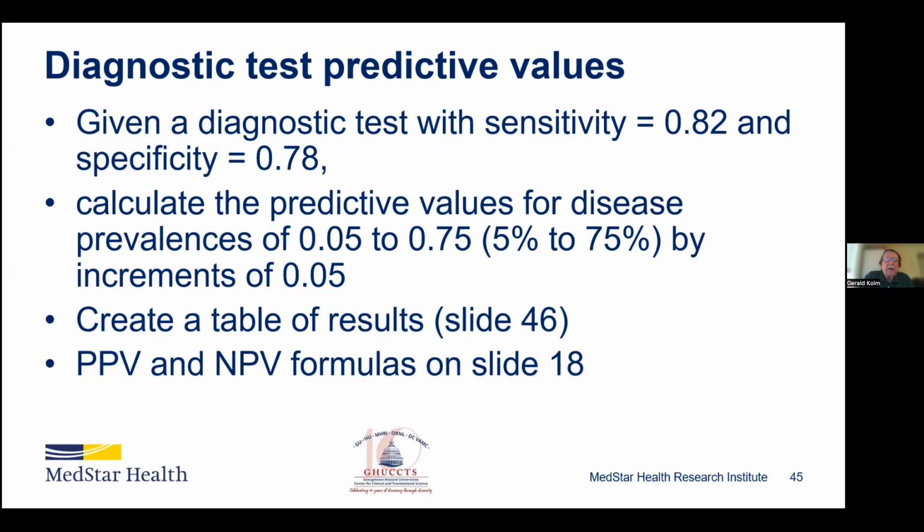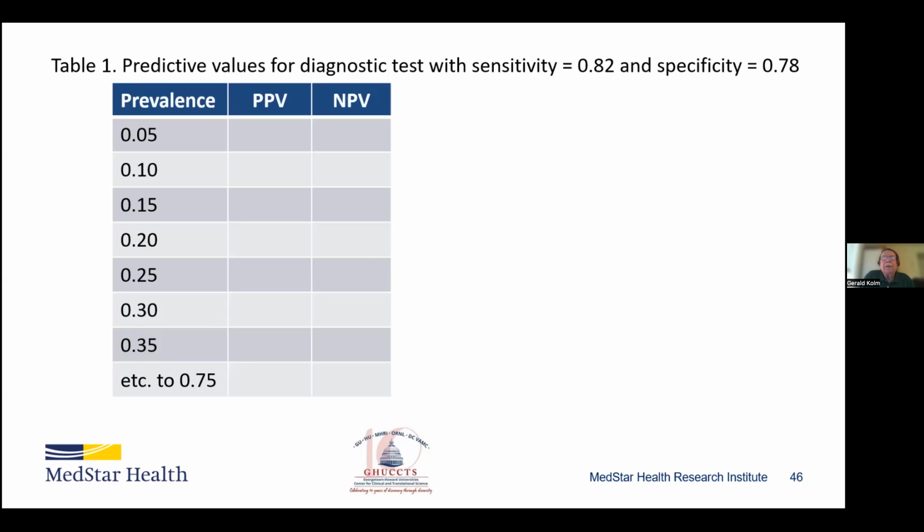So you would come up with a table that looks like this, where you have each of the prevalences and then the positive and negative predictive values for each prevalence.